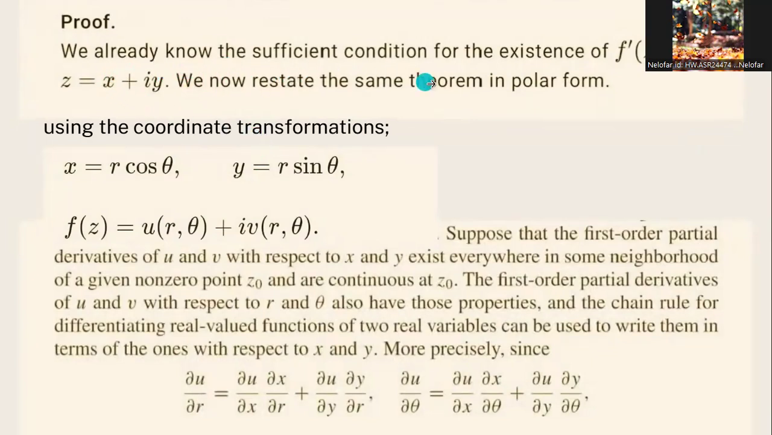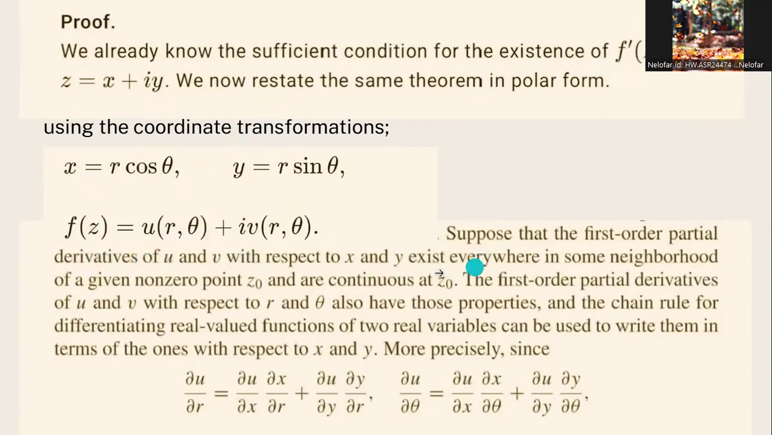We already know the sufficient condition for the existence of the derivative of f of z when z is x plus iota y. Now we will restate the same theorem in polar form. We will restate the theorem in polar form using the coordinate transformations x equal to r cos theta and y equal to r sin theta. Using this coordinate transformation, the function that was before in x and y coordinates will turn to r and theta coordinates.